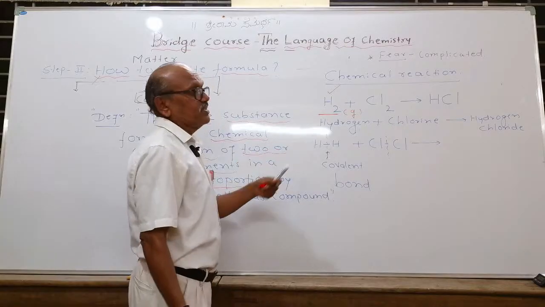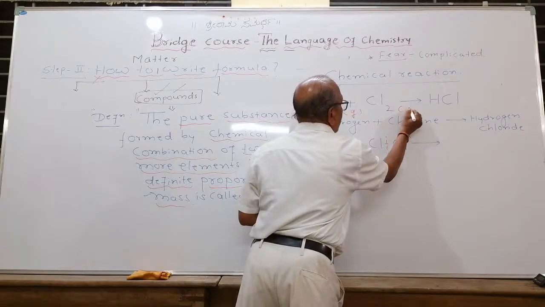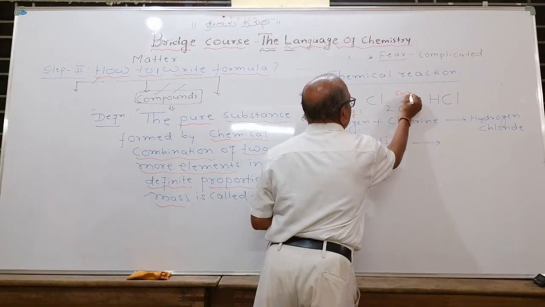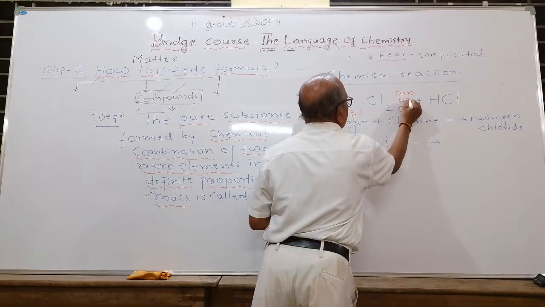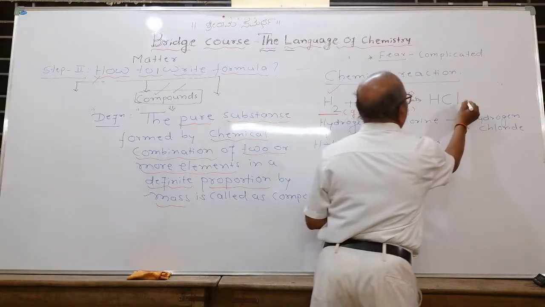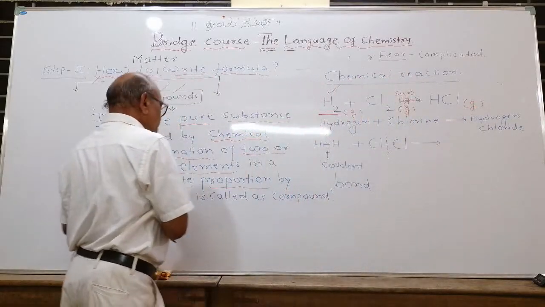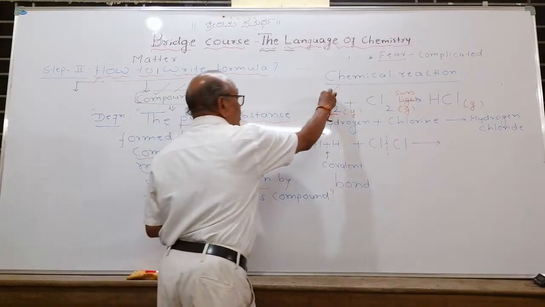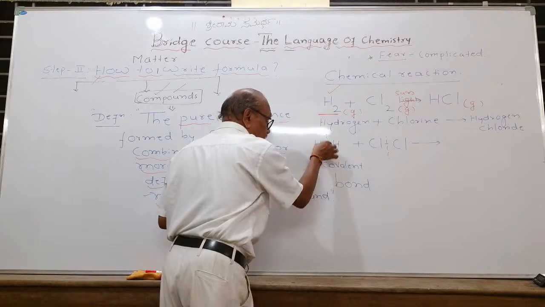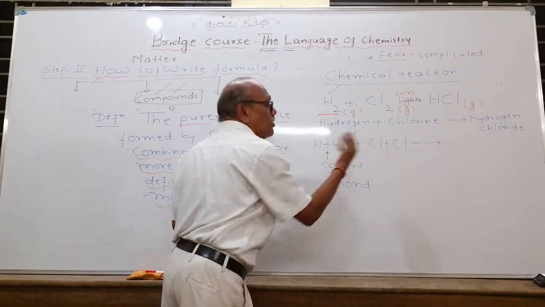I told you in the previous class about the physical state of matter. And chlorine is also a gas. When they combine in the presence of sunlight, they form what? They form hydrogen chloride gas. See here, in this molecule of hydrogen, two atoms of hydrogen are held together by a force of attraction. We call it a bond. In particular, this bond is called a covalent bond.